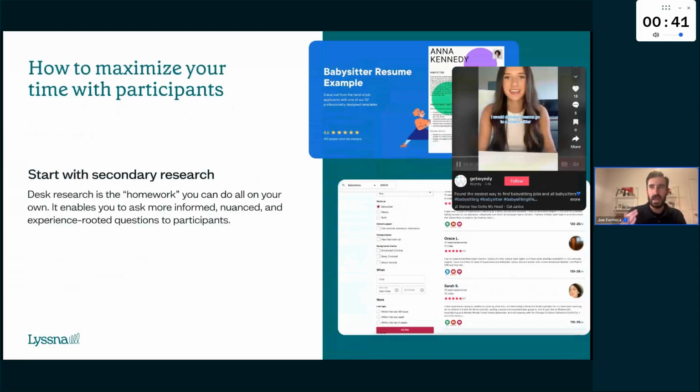So how do we not just write better questions for our interviews, but how do we maximize our time with participants when it comes to something like an interview or a usability study? The best way to make sure that we're making the most out of that precious time, talking, Zooming, FaceTiming, whatever, with our participants, is really to do our homework beforehand.